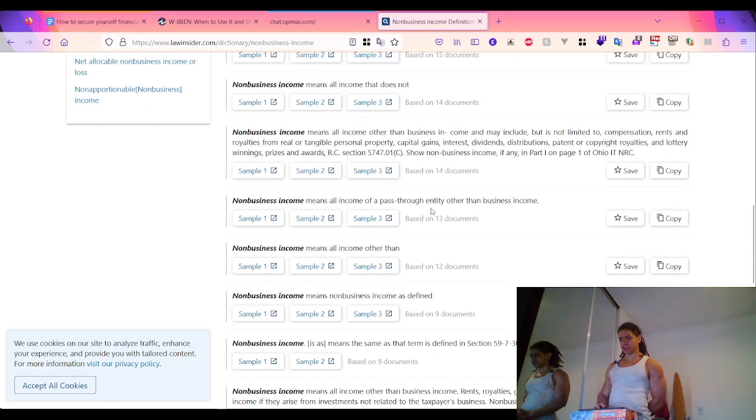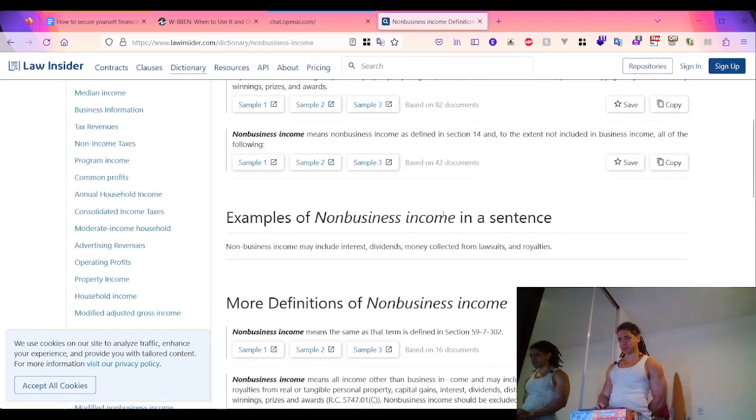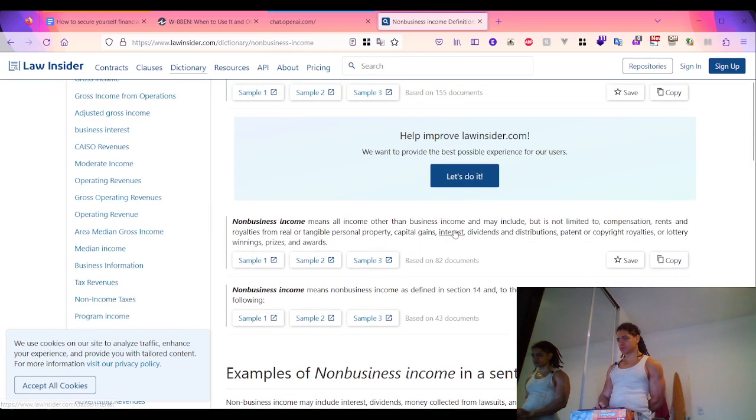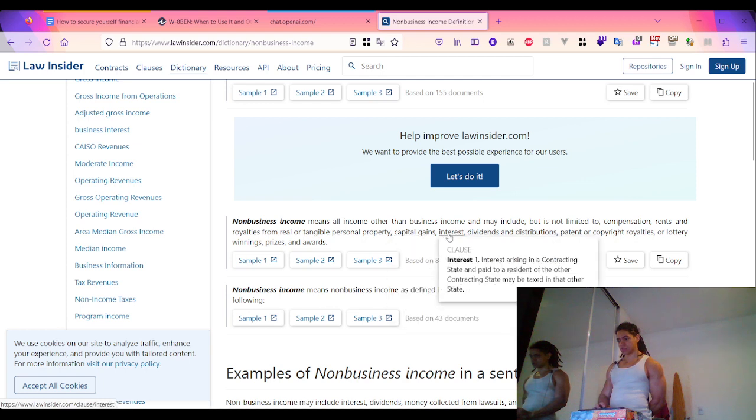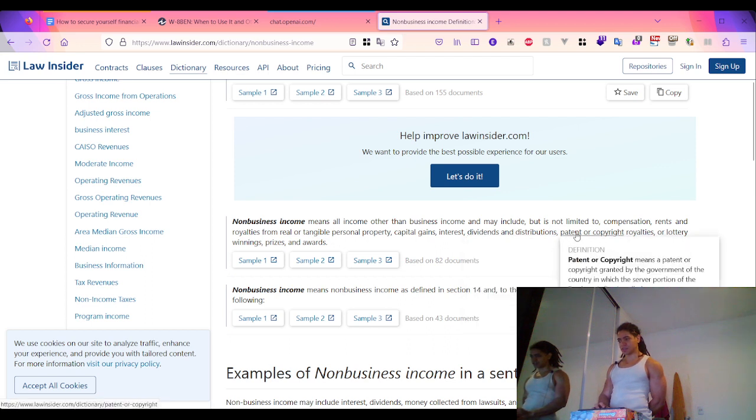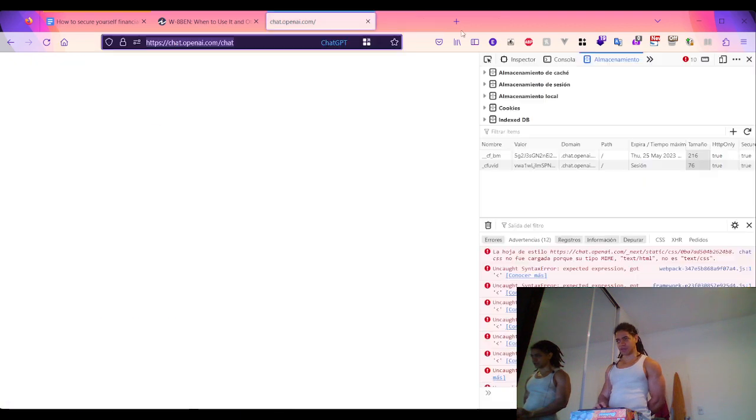Interesting. So they're assuming that non-business income is compensation, rents and royalties from real or tangible personal property, capital gains, interest, dividends and distributions, money that you receive from stocks, patents or copyrights, royalties or lottery winning prizes. Anyway.